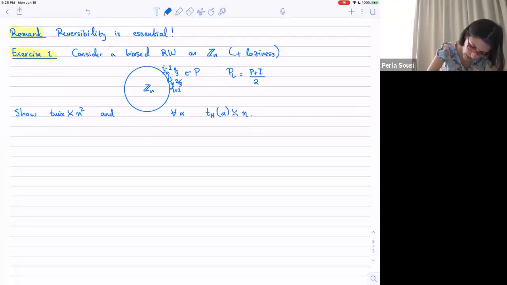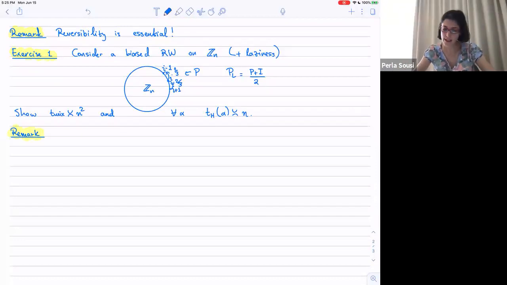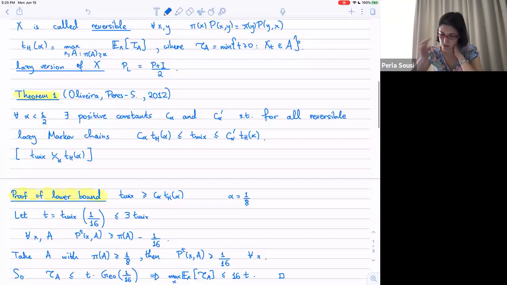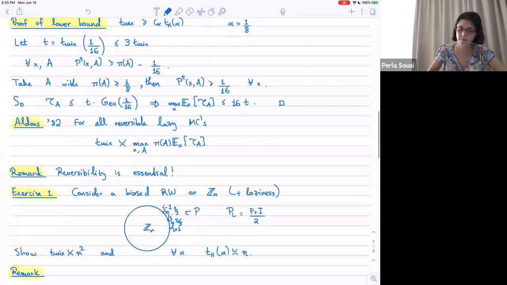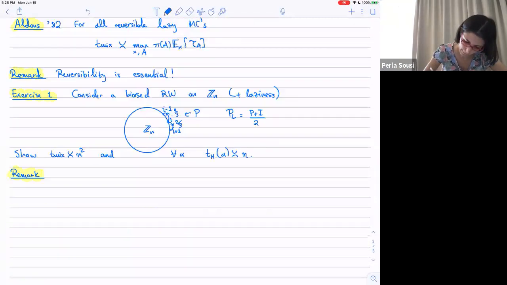Now the second remark is about the values of alpha. So before I said that the constants explode as alpha goes to a half in the theorem. But the theorem is actually true for alpha equal to half, and I'll discuss this later. However, the theorem is false if alpha is strictly greater than a half. So if alpha is larger than a half, then the theorem is false.